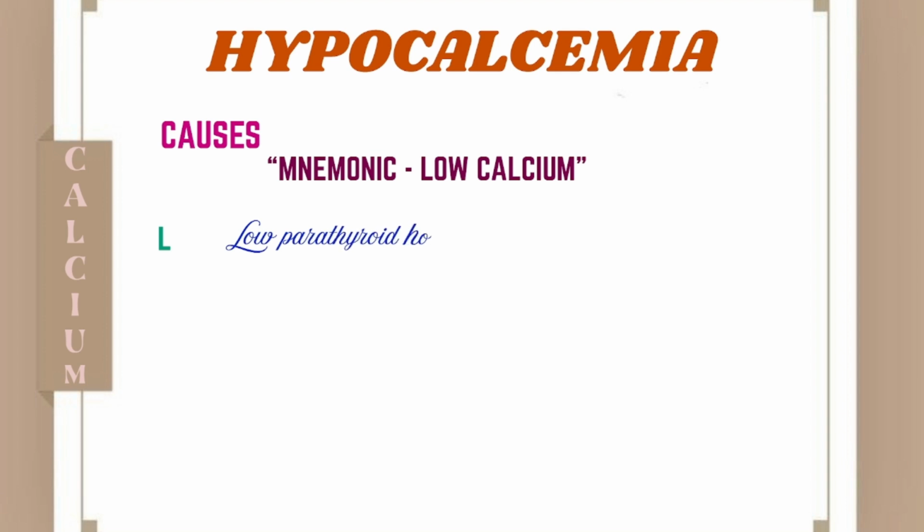L. L stands for low parathyroid hormone. We know that parathyroid hormone is secreted by the parathyroid gland, which is responsible to regulate calcium levels. So if there is decreased parathyroid hormone production, inadequate calcium level regulation will be there, which leads to hypocalcemia. O stands for oral intake inadequate. If there is poor dietary intake of calcium rich foods or due to long term fasting, there is decreased calcium in the blood, which leads to hypocalcemia.